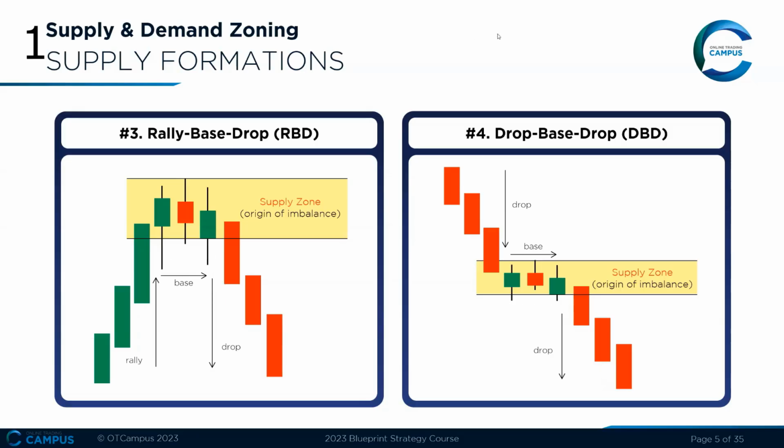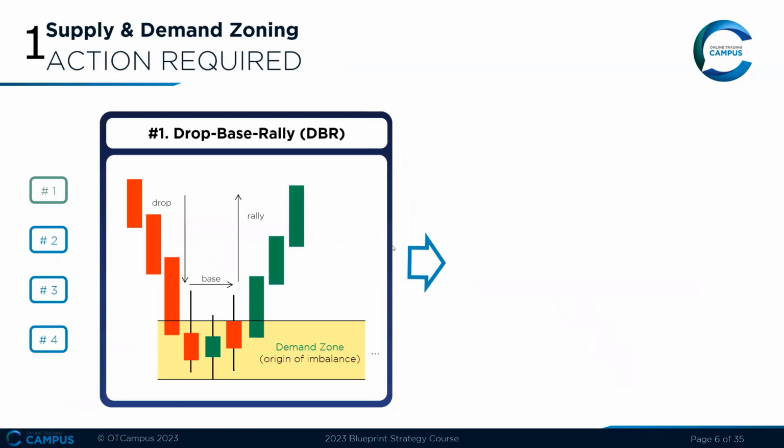Now, what do we do when we see those kinds of demand or supply zones? Well, one may argue that what we're going to do is, if price comes down, and then if you see price basing, you're going to anticipate that this move is going to take place.